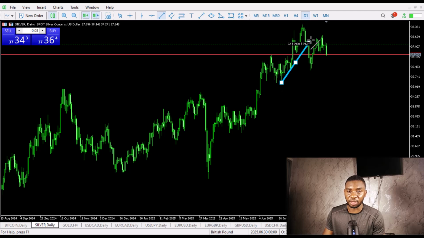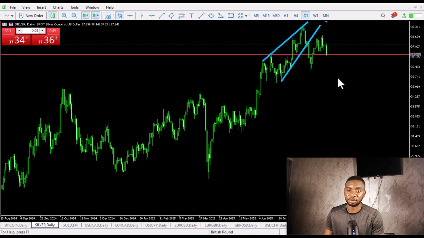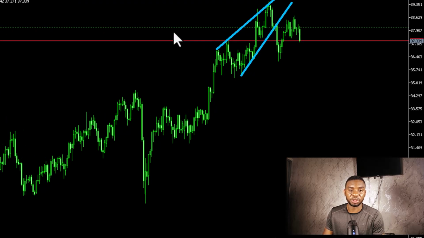If you mark from here to here, and from this point here all the way to this point, this is also an ascending wedge pattern, and we have our breaker here. So at this point we should be taking profit around this zone.